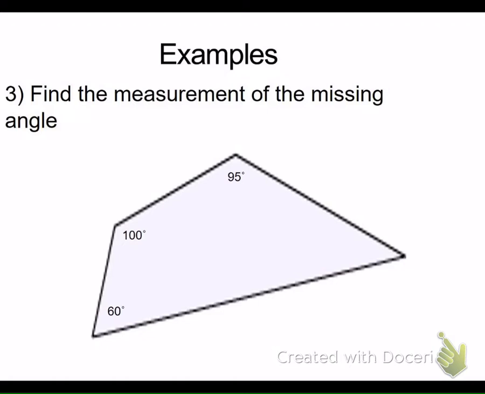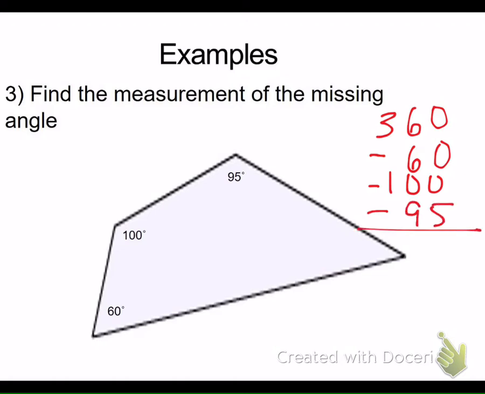All right, so they should all add to what? 360. So I'm going to do 360 and then what? Minus 60, minus 100, minus 95. Just subtract all of them. And it doesn't really matter which order you subtract.